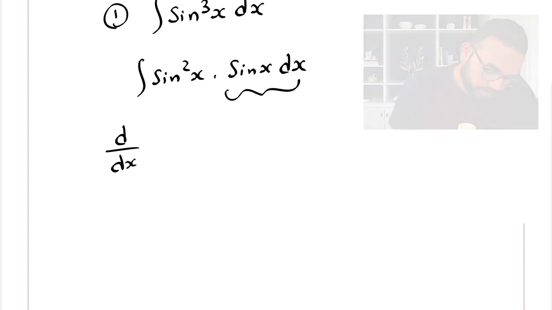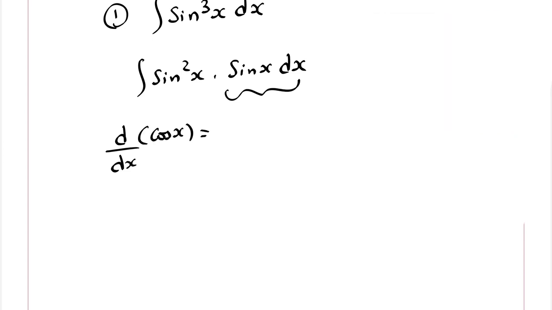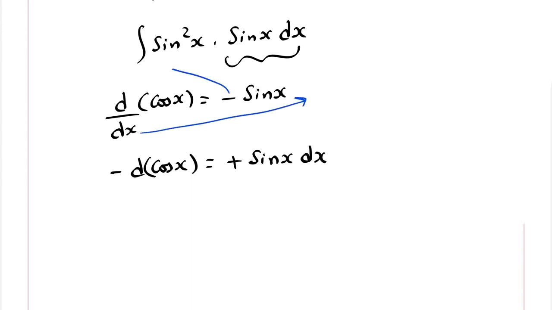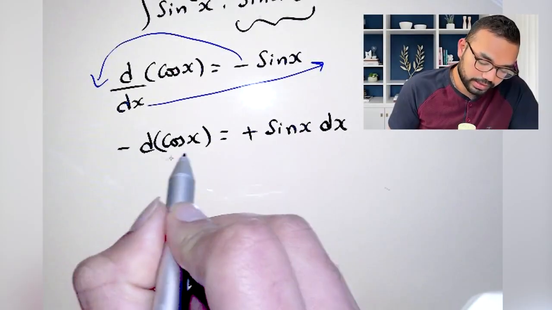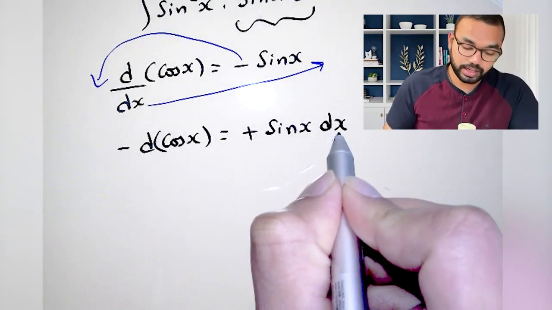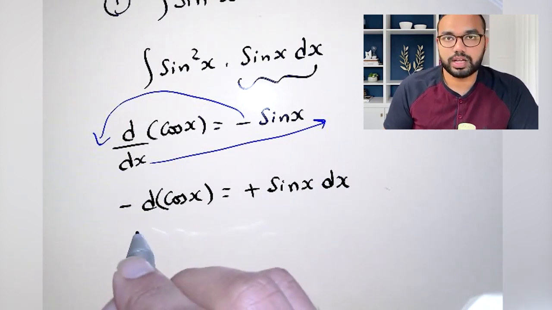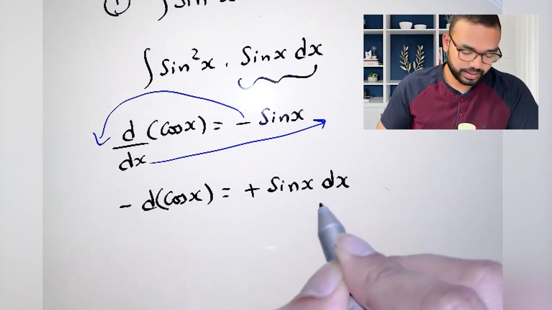d by dx of cos x is minus sine x. So I can write minus d of cos x is equal to positive sine x dx. What I just did is basically bring this dx here and the minus sign over here. So minus d of cos x is sine x dx, right? So I'm going to plug minus d cos x in for sine x dx, right?